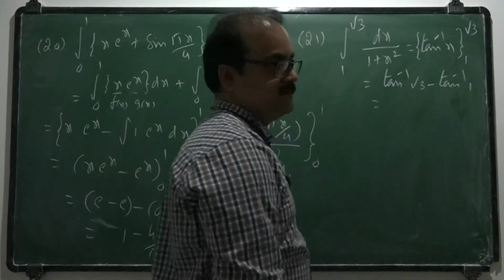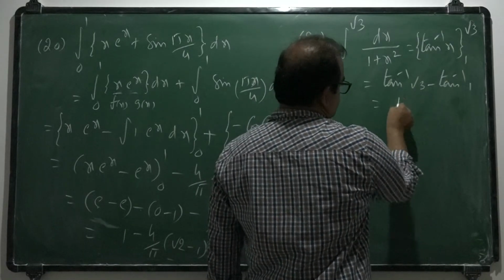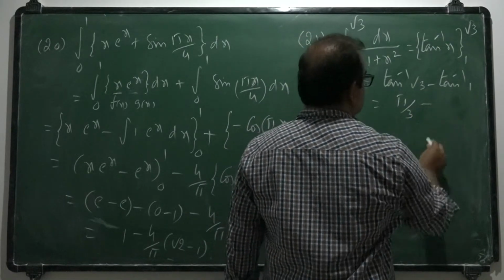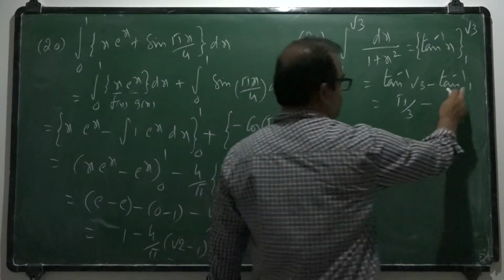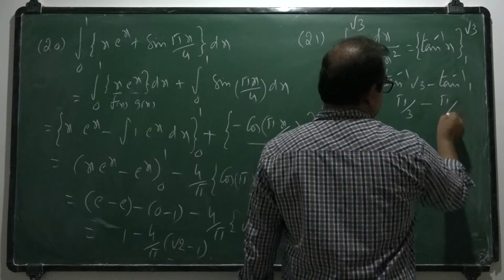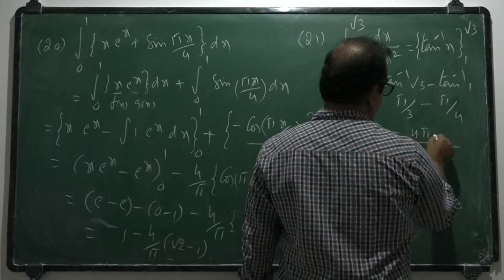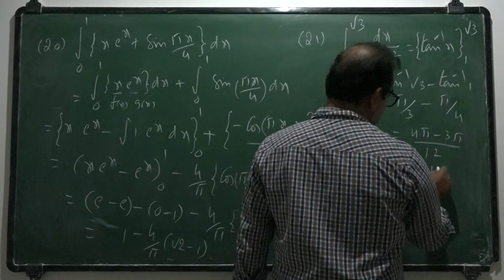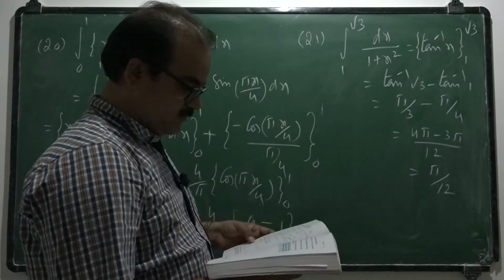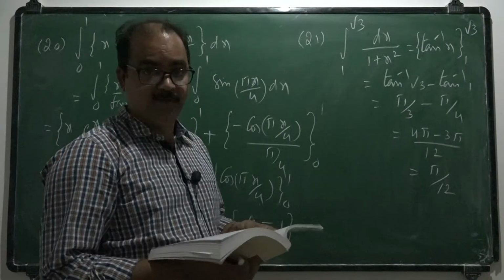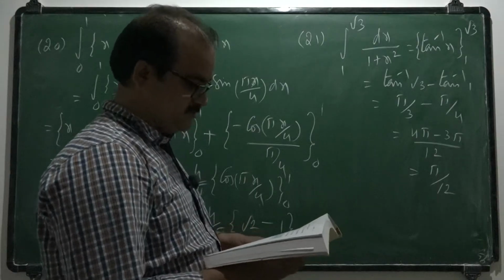Tan 60 is root 3, so tan inverse root 3 is 60 degrees, pi by 3, minus tan inverse 1. Tan pi by 4 is 1, so tan inverse 1 is pi by 4. What is the LCM? 12. 4 pi minus 3 pi, that is equal to pi by 12. There are 4 options given to this problem in your textbook. The correct answer is D, option D.